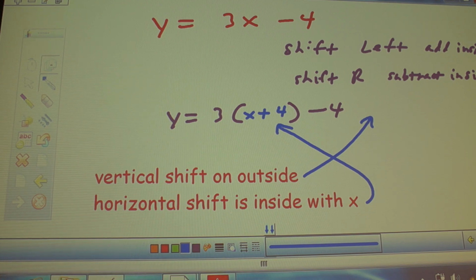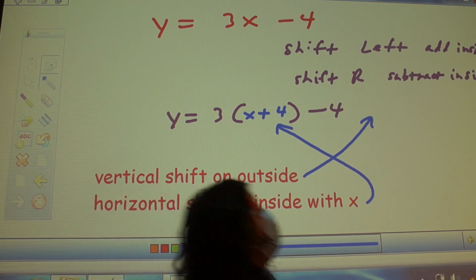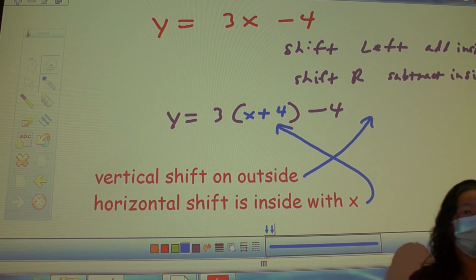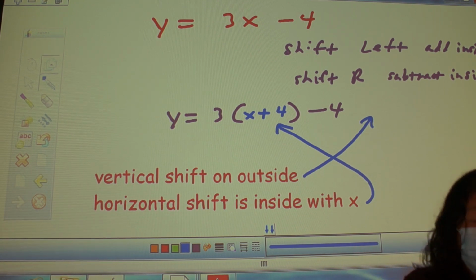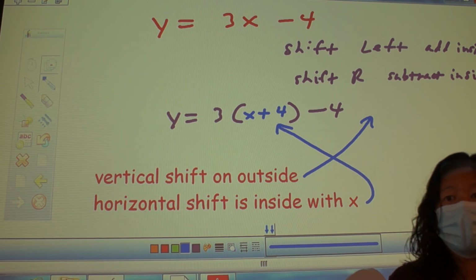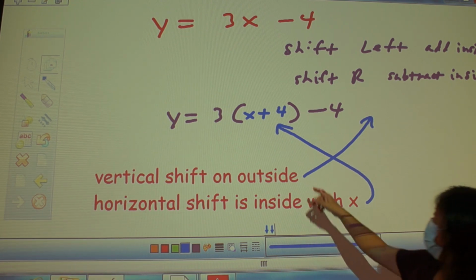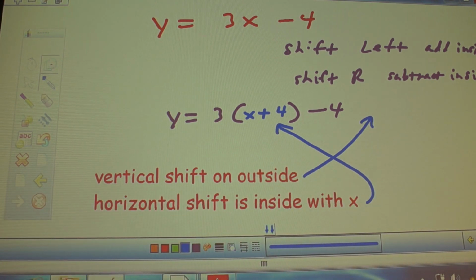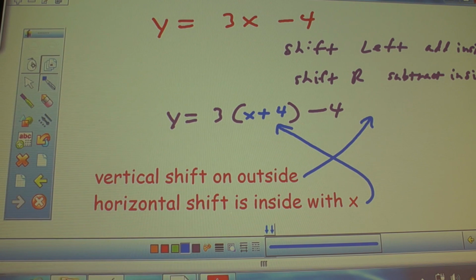So I'm going to always ask you, here's the idea. Vertical shift, up and down shift, is on the inside or the outside? Outside. Horizontal shift is where? It's on the inside, right where x is. Remember, it's going to be the opposite inside because it's with x. All right, so let's go back and do some practice.